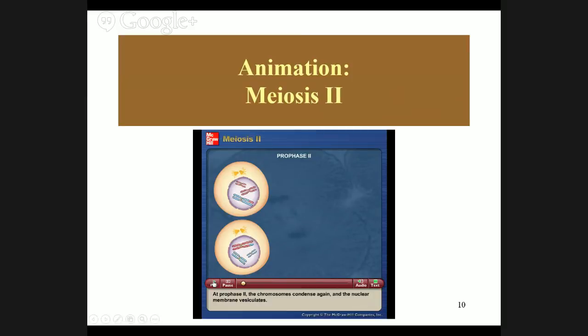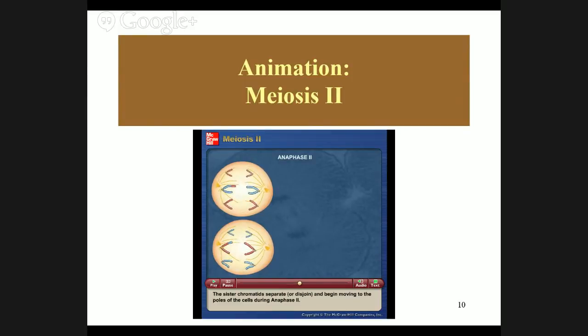At prophase 2, the chromosomes condense again, and the nuclear membrane vesiculates. During prometaphase 2, the spindle apparatus forms, and the sister chromatids become attached to kinetochore microtubules. In this case, a pair of sister chromatids is attached to both poles, not just one pole as in prometaphase 1. At metaphase 2, the sister chromatids are aligned along the metaphase plate, with each chromatid being attached to one pole. The sister chromatids separate or disjoin and begin moving to the poles of the cells during anaphase 2.